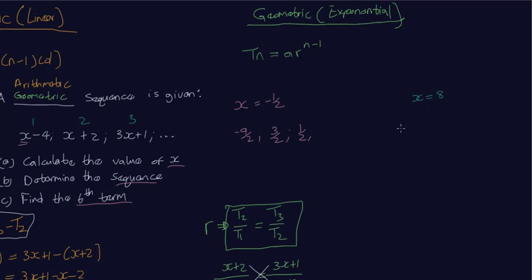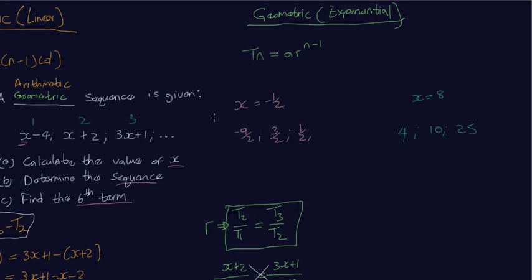Then for the other value, x equals 8, term 1 is 4, term 2 is 10, and then term 3 is 25. So the two values of x give two sequences, one is geometric and the other is arithmetic. Then we determine the sequence and find the value.